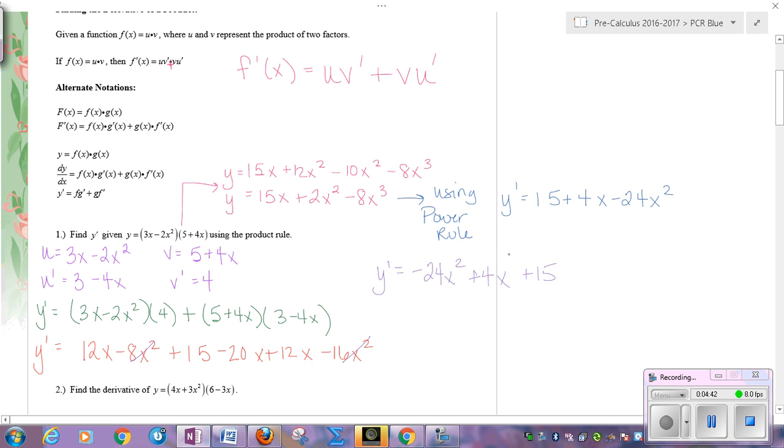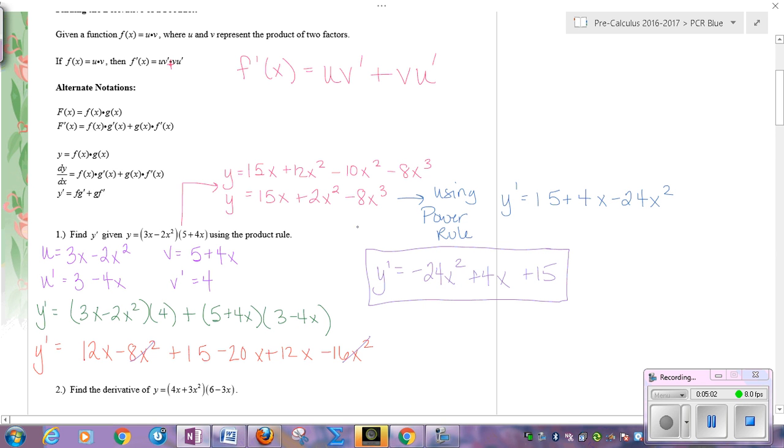So either way, if you notice, we got the same answer. It doesn't matter which way you write it. You can write your x squared terms first. You can write them at the end. It doesn't matter which order you write them in. Okay, so again, you can take your product rule, multiply, and then use your power rule, or you can use the product rule and you're still going to come up with the same answer.